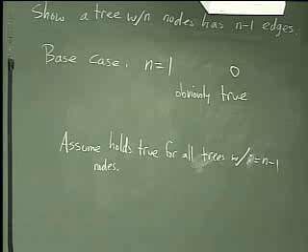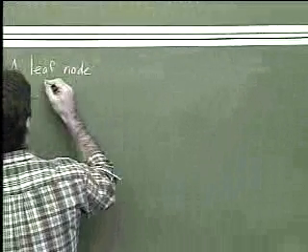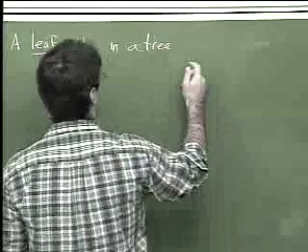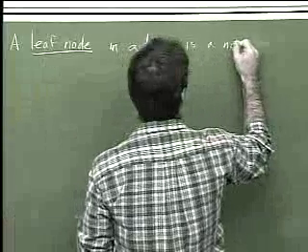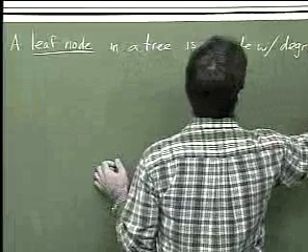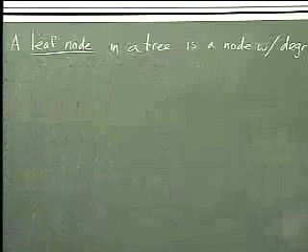So, to prove this, we're going to need something that we're going to call a leaf node. A leaf node in a tree is a node with degree 1. Okay, very intuitive idea. Here's my tree, leaf node.